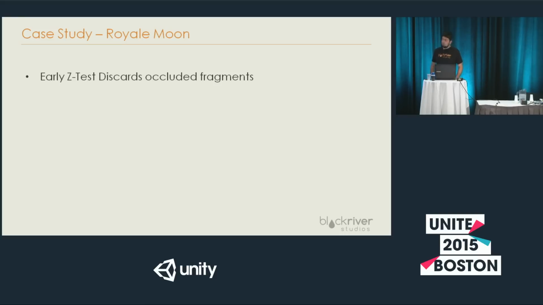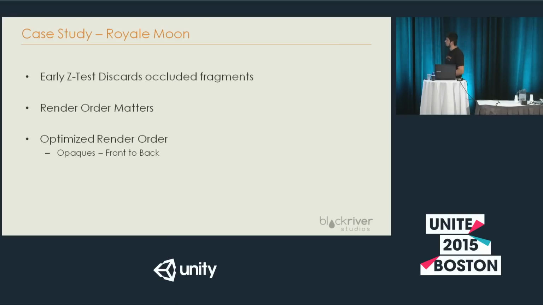For instance, if I draw something that is in front, and I draw something later that's occluded by that, I can have a z-test that tests that the pixel won't be visible, and then I can discard it. We call it early z-test. And so the render order matters. And the optimized render order will be something like this.